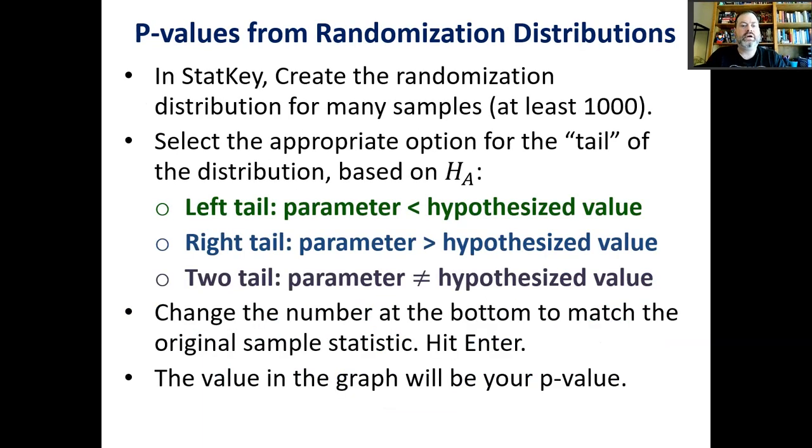So I'll show you how to do the StatKey here in a little bit. But once you have a randomization distribution in StatKey, you have to select the appropriate option for the tail of the distribution based on the alternative hypothesis. So we saw this a little bit, right? On a two-tail, you have a not equals. If you have a less than, you select left tail. If you have a greater than symbol, you select right tail. So left, less, greater, right, not equal, two-tail. Change the number at the bottom to match the original sample statistic, and the value in the graph will be your p-value. Again, the step-by-step instructions are coming later.